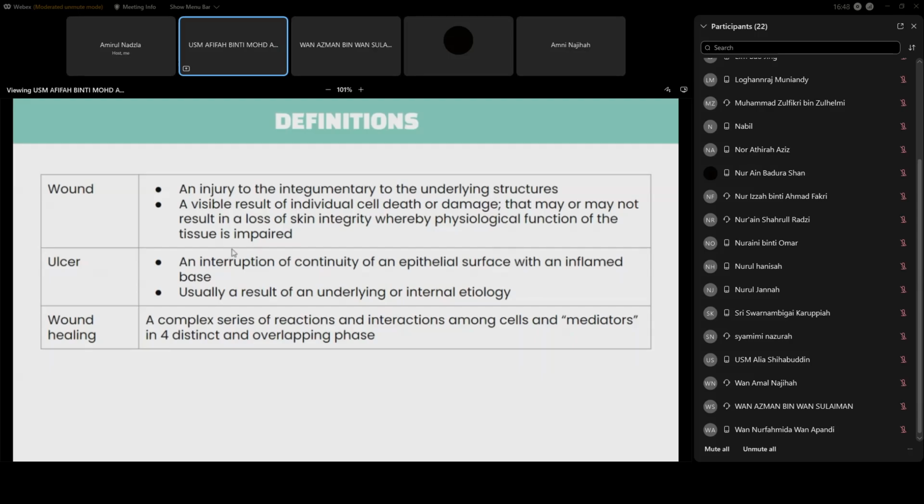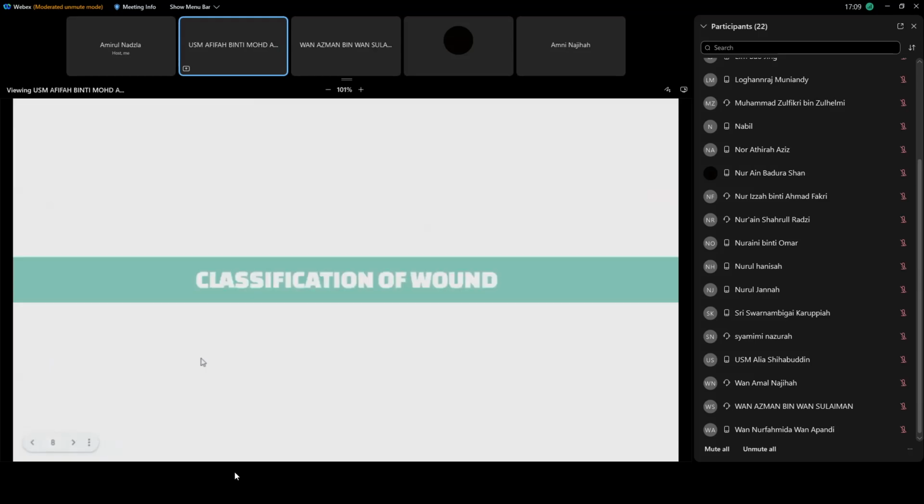Physiological function of the tissue is impaired. Ulcer is defined as an interruption of continuity of an epithelial surface with an inflamed base and is usually a result of an underlying or internal etiology. And then wound healing is defined as a complex series of reactions and interactions among cells and mediators in four distinct and overlapping phases. So next is the classification of the wound.